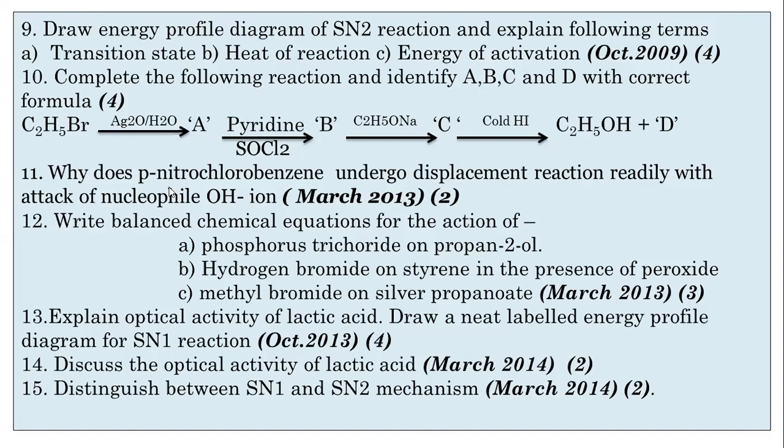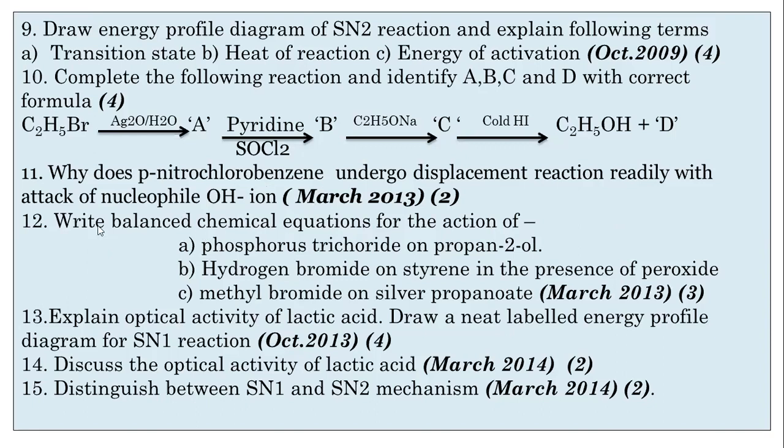plus R and minus R effect. Minus R is electron withdrawing resonance, and plus R means electron donating resonance, that is NH2. NH2 gives plus R resonance and NO2 gives minus R, which means it will withdraw the electron from the benzene ring. So the chlorine will be easily removed. The OH minus nucleophile can attack, and the chlorine will be removed easily because of the electron withdrawing resonance effect.